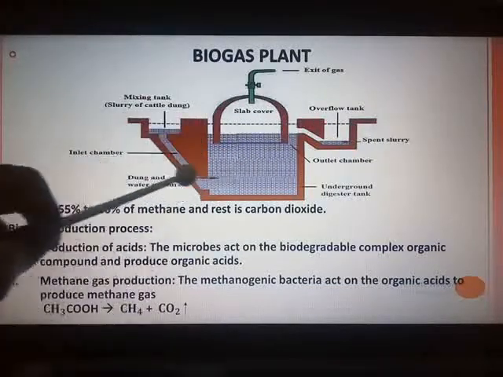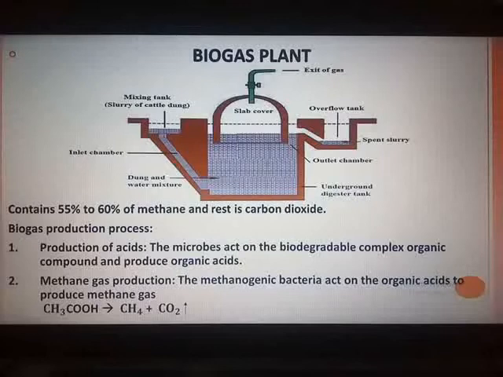Here is the setup of a biogas plant. Now, what is the main raw material used in biogas plant? The raw material which is used does not bear any cost and is very cheap: animal dung, dry leaves, wet garbage. This is the raw material.